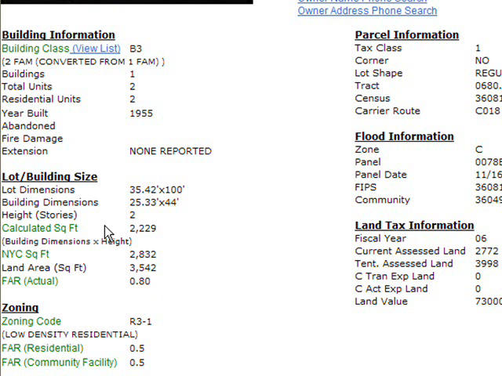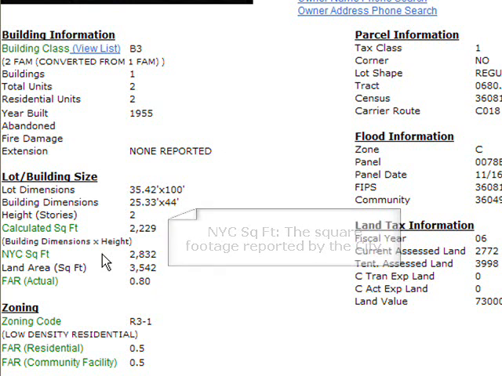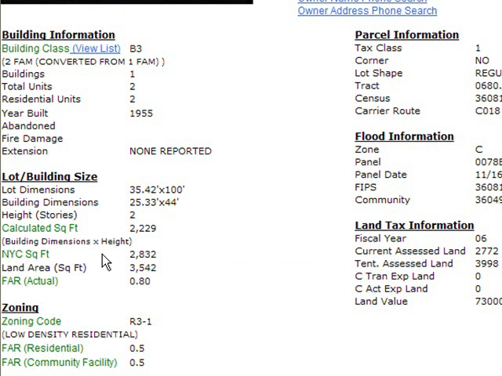Now, GeoData has two square footages for the building. The first square footage is the calculated square feet, and that is the product of the building dimensions multiplied by the height. The next square footage is what we call the New York City square footage, and that's the square footage that the city reports the property to be. Neither square footage is always correct, which is why we include both.